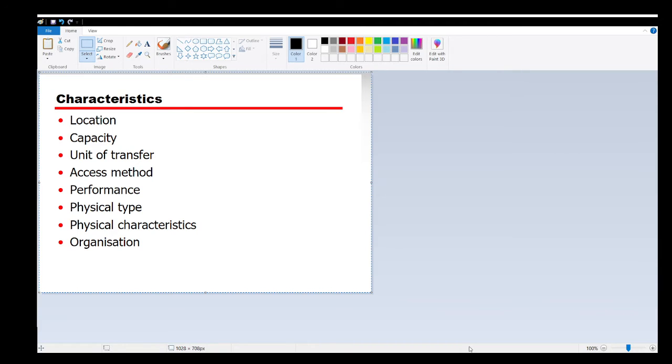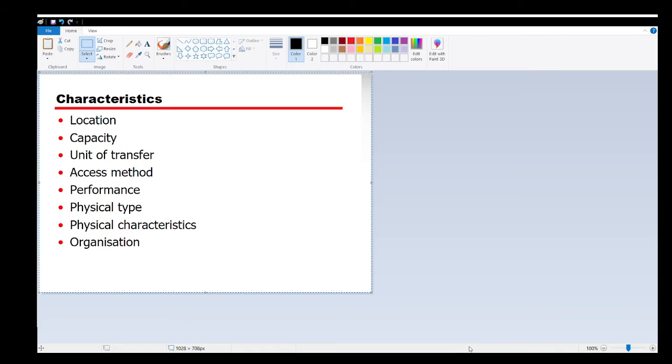It can be in CPU, it can be in internal memory, that is nothing but main memory, or it can be the external memory. Means you are saving your program or whatever you are saving in a secondary storage, it is called external storage. In CPU means we are storing it in CPU register or in cache memory. So that is how the location is going to be considered.